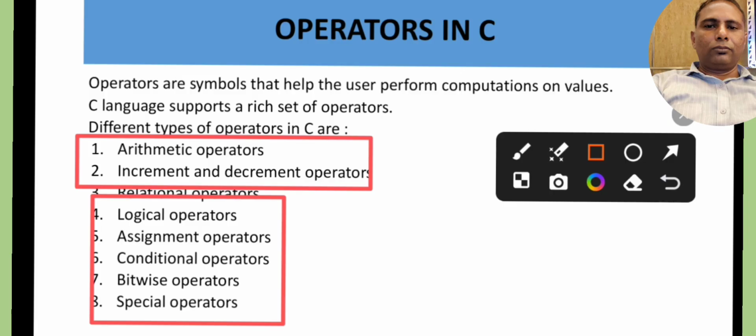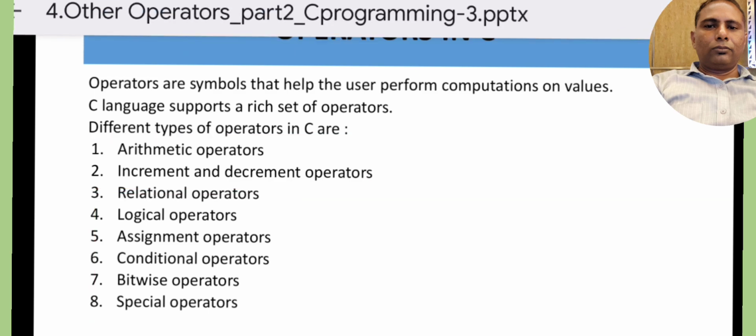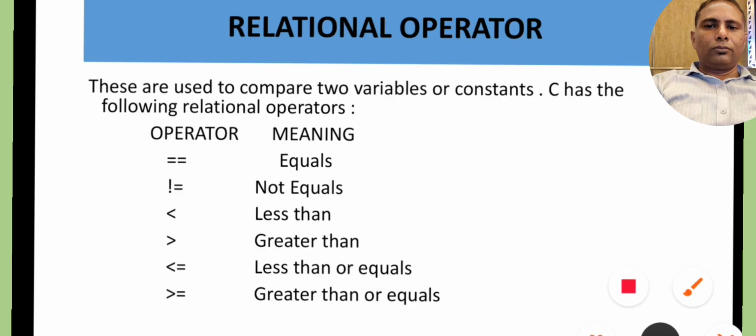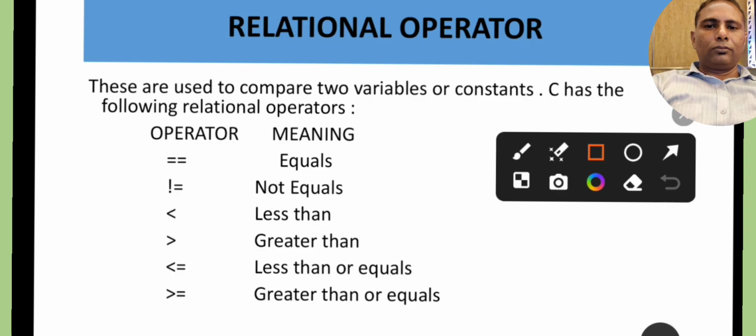Now, if we talk about operators, we know that operators are the symbols that help to perform operations. We have seen the different types of operators in C, that there are 8 types of operators in C. As I have told you, in lecture 3 we have seen two operators, arithmetic and increment and decrement operators. Now we are starting from the relational operator.